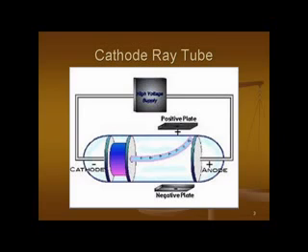Let's take a look at the diagram. At the very top, you see a high voltage supply. And this was necessary in order for these experiments to work. On the left-hand side of the cathode ray tube, you see a negative sign and the word cathode. And the cathode is a negatively charged part of this system.